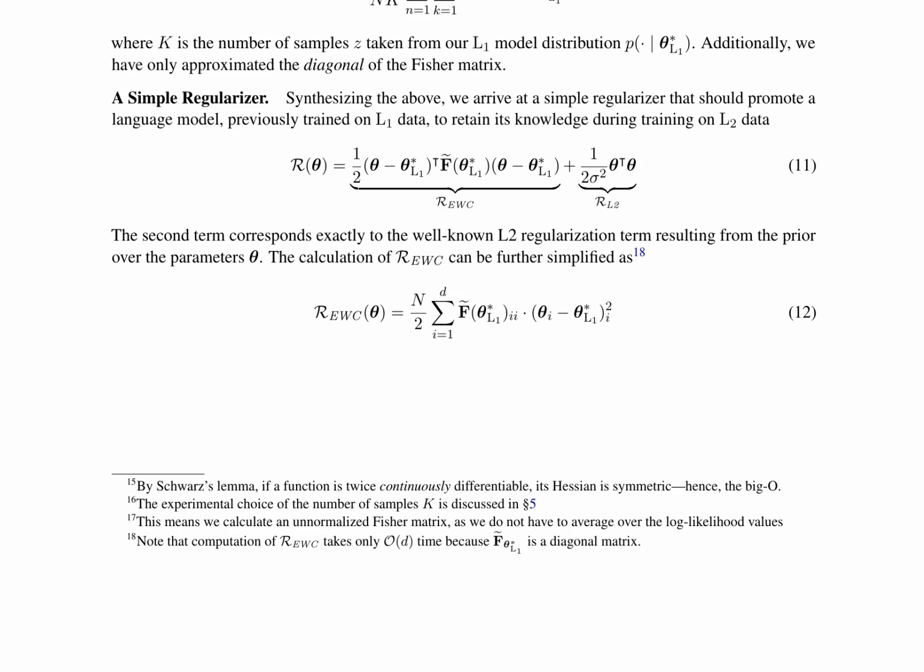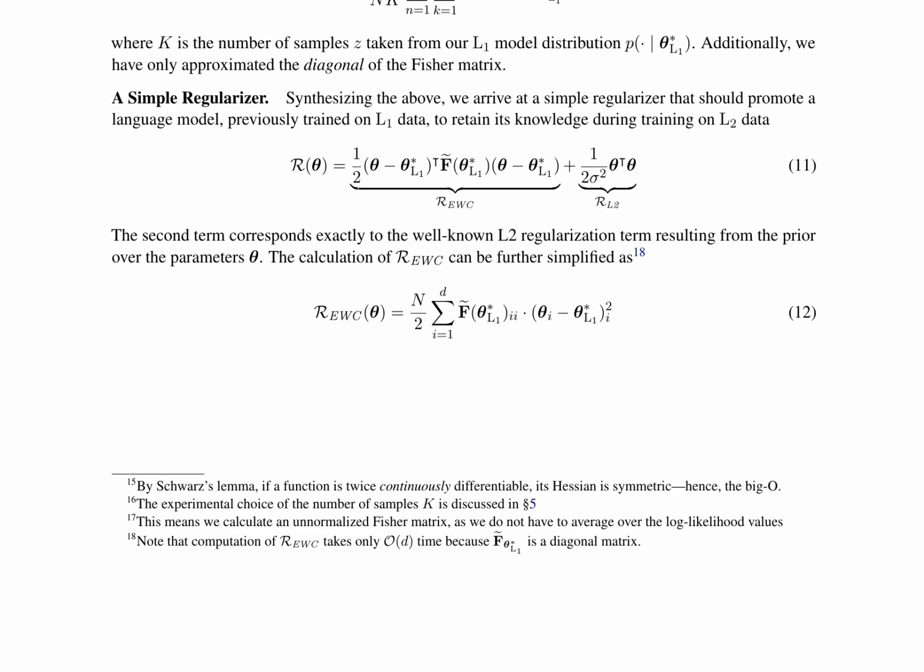The calculation of REWC is simplified in equation 12, involving the computation of the diagonal entries of the Fisher matrix EF at theta star L1, and the subsequent calculation of the weighted curvature, a process requiring only O(d) time due to the diagonal nature of EF at theta star L1.